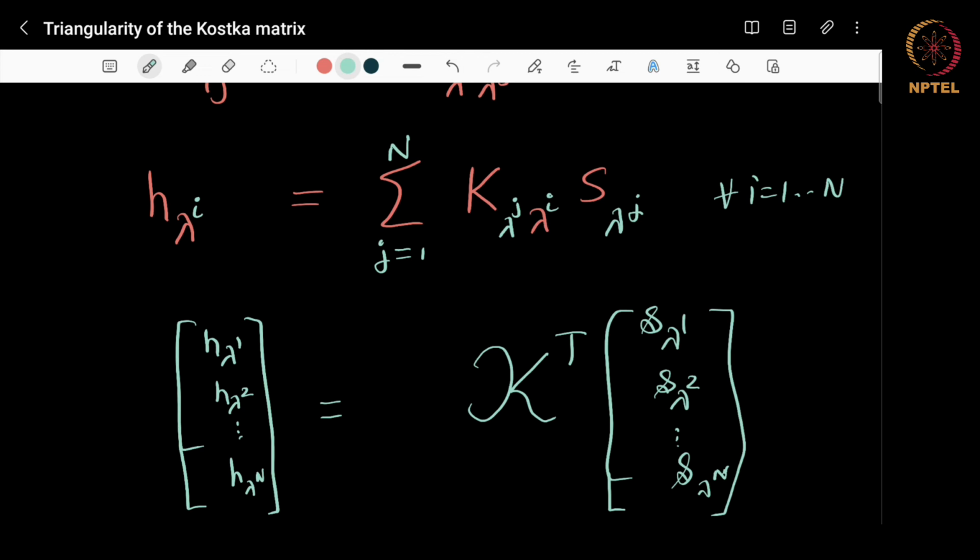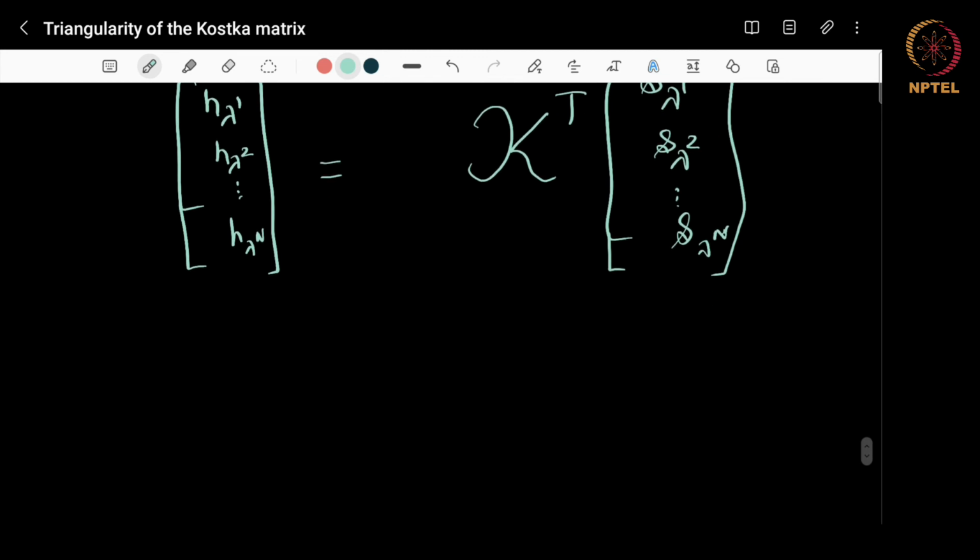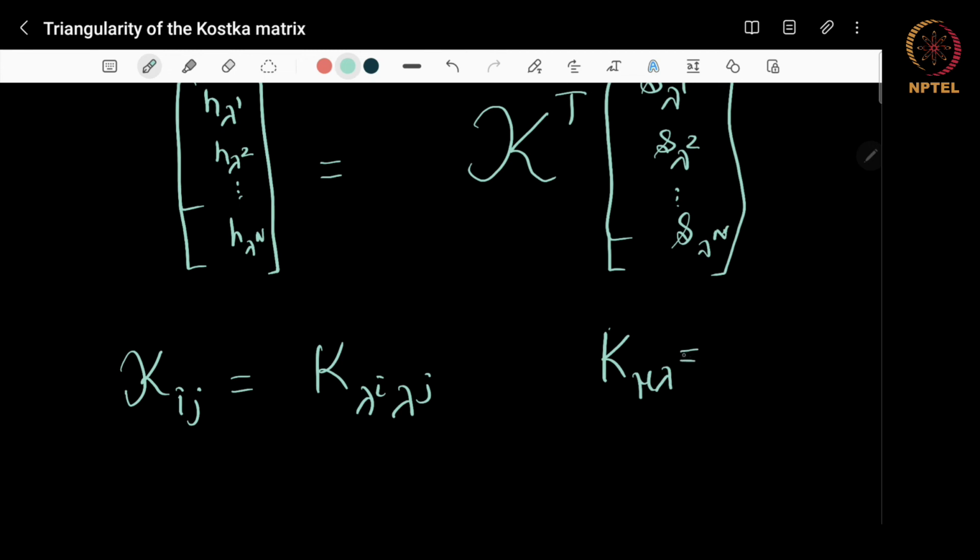But observe, it's even better than invertible. We've just shown the following about the K matrix. What's the ij-th element? Recall, it's K lambda i, lambda j. We already said K has the following property: K mu lambda is positive implies that mu is bigger than lambda, and also that K lambda lambda is 1.